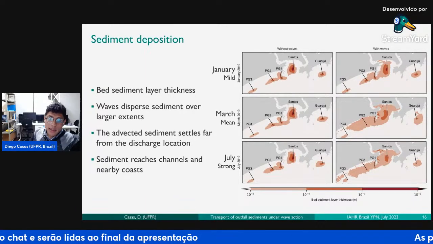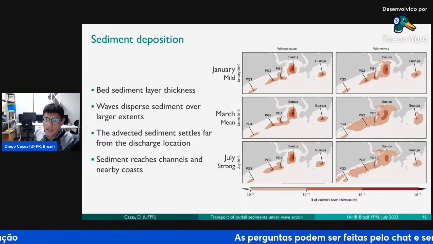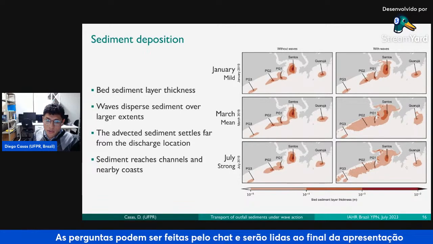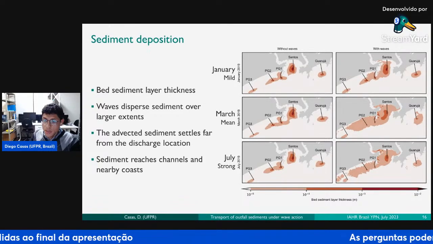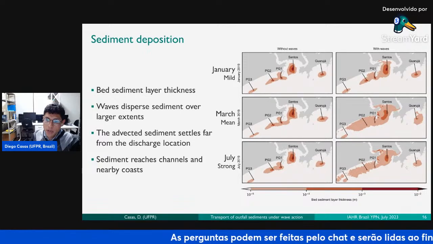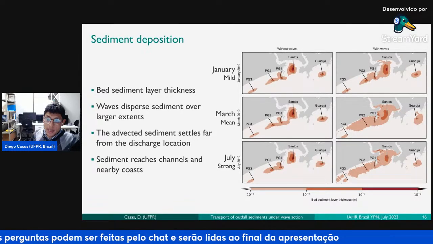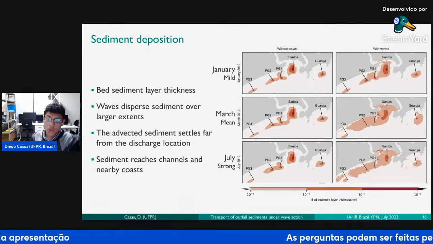And we can see again this sediment that is advected by the currents, by the longshore currents. It settles far from the discharge location, and it can even reach the channels, like for example this one here, the Santos channel and the Bertioga channel at the left, or it can even reach some of the nearby coasts near outfalls, for example, PG1, PG2, and PG3.